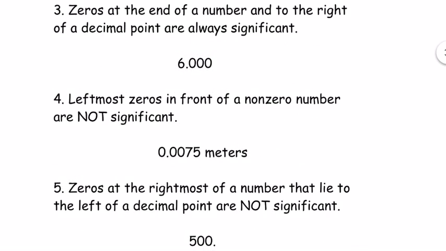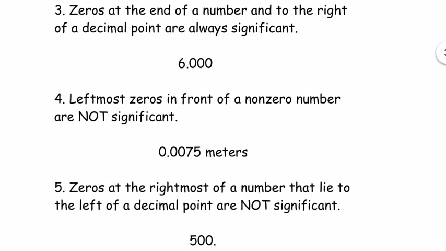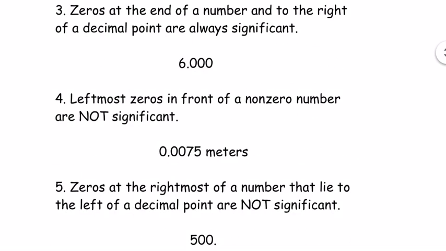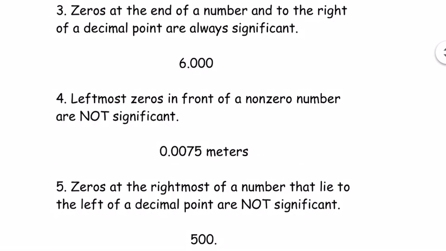The third rule states that zeros at the end of a number and to the right of a decimal point are always significant. For example, in the number that I gave here, 6.000, there are 4 significant figures. And this is because the zeros are used to demonstrate how precise the number is. Therefore, they are very significant.